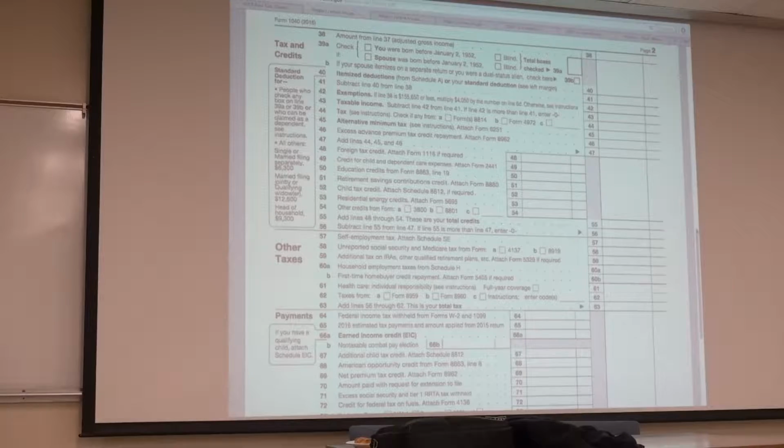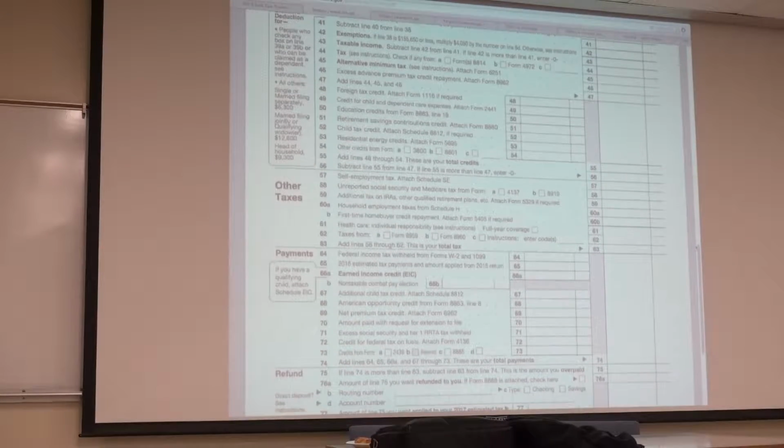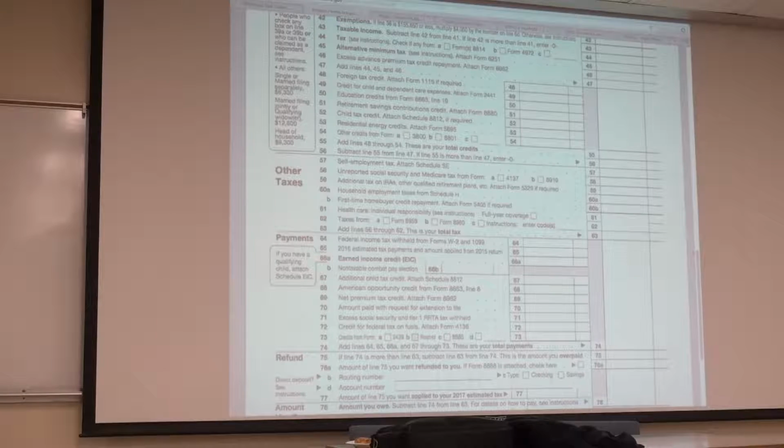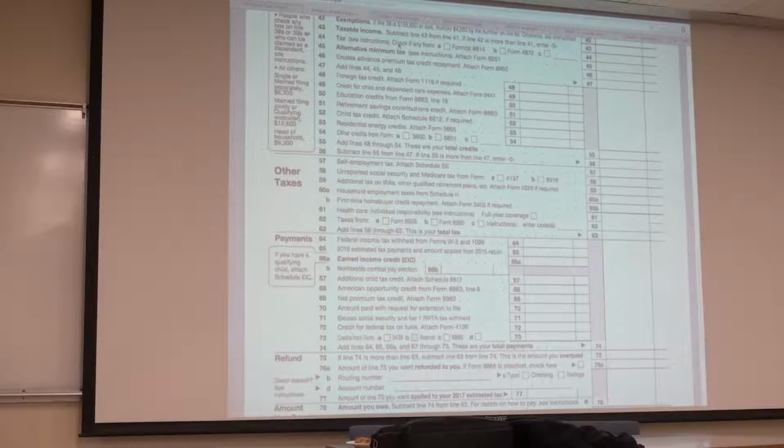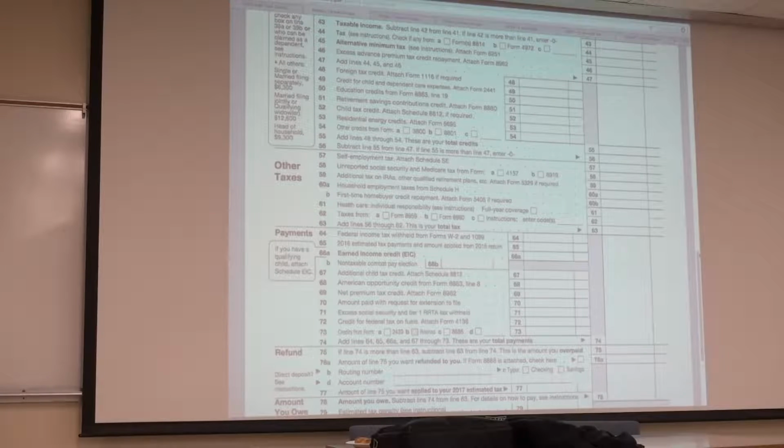So after all of that, then you get your taxable income, and all of this should be calculated by TaxSlayer, and then your tax, and then alternate minimum tax doesn't apply to us. That's only if you really have a lot of deductions like itemized, kind of like richer.